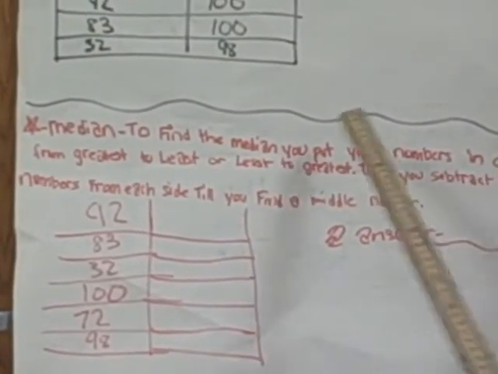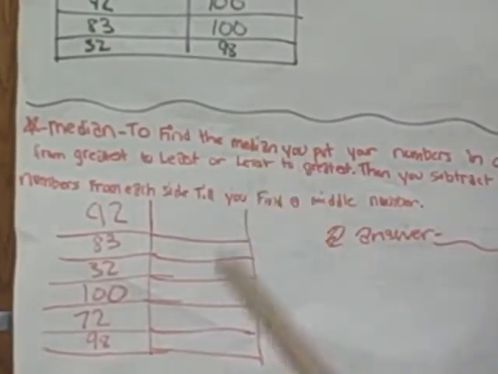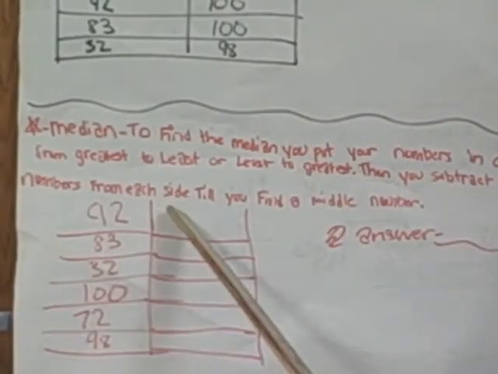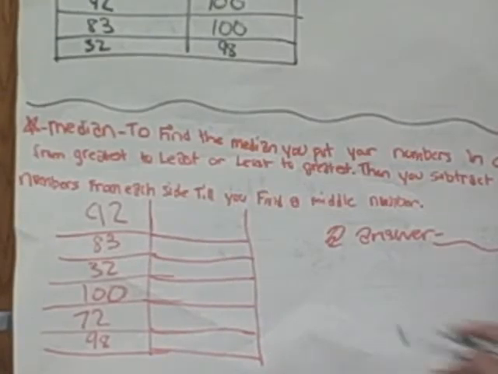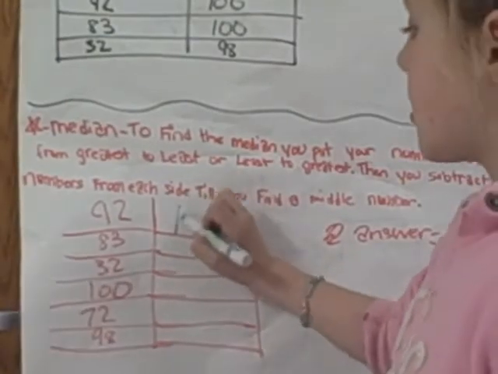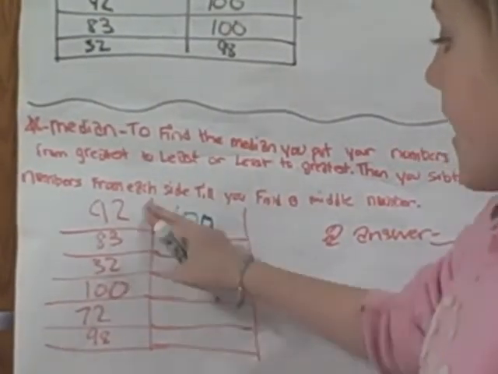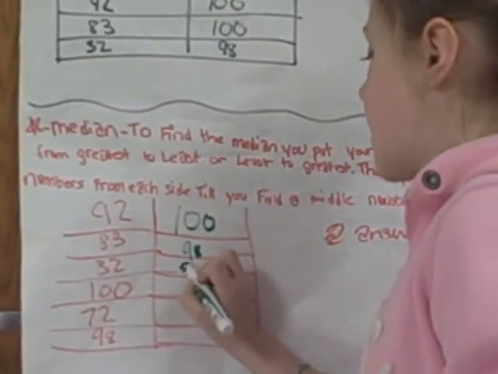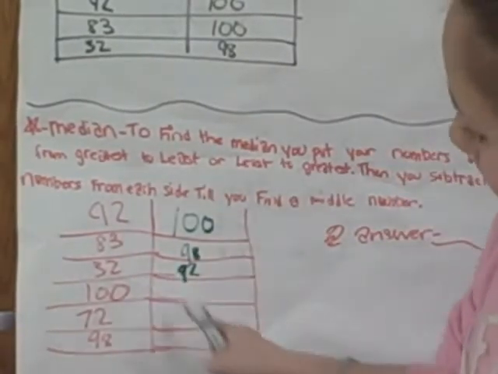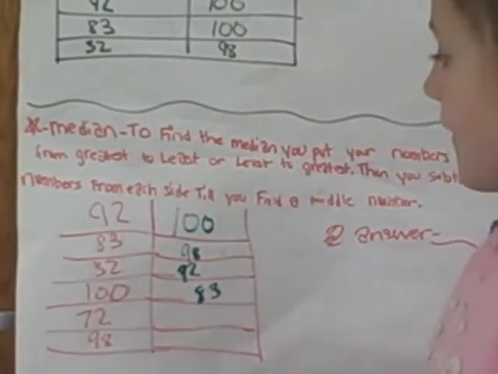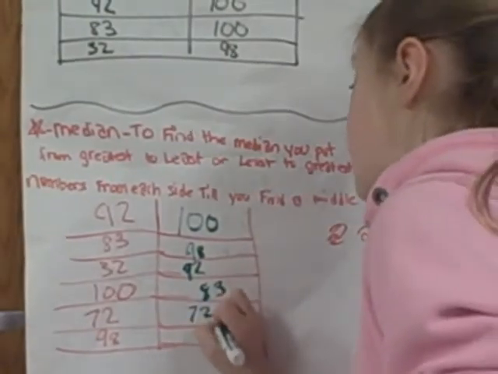Now the median. To find the median, you put your numbers in order from greatest to least or least to greatest. It doesn't matter. Then you take numbers off each side till you find a middle number. I'm going to do greatest to least. So the highest number is 100. And then the next one would be 98. And then 92. And then 83. And then 72. And then 32.